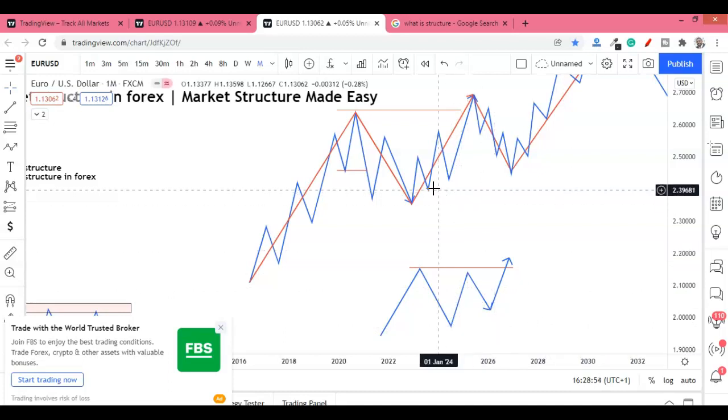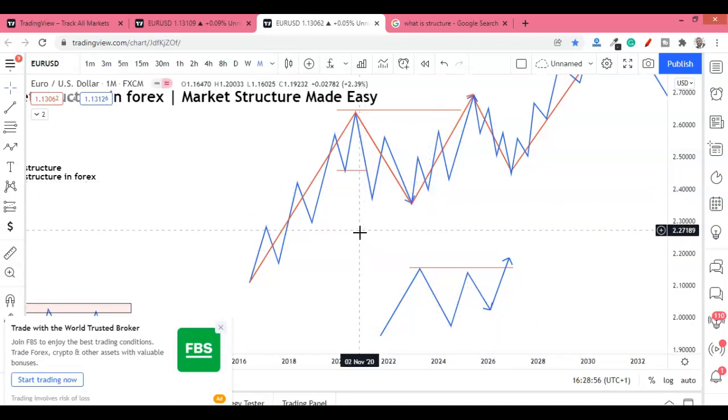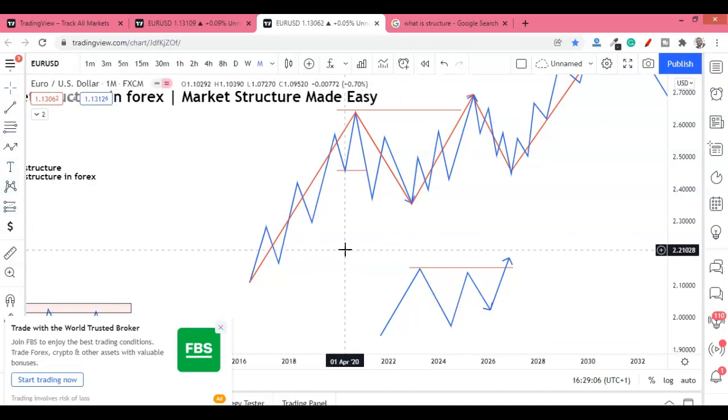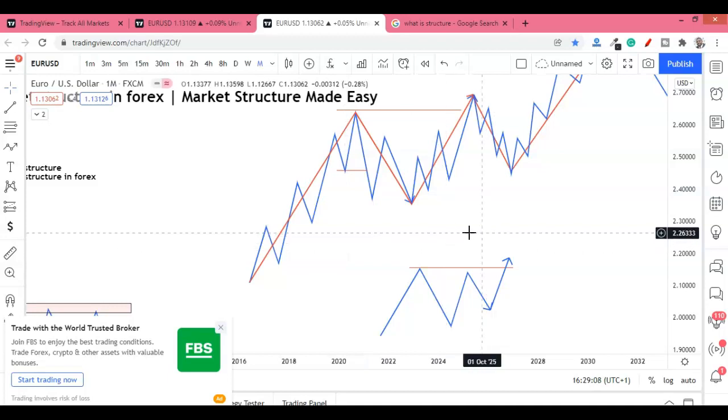But what I'm saying is that for a valid break in any time frame, you look at that time frame. A close above the previous high or a close below the previous low is considered a break of market structure.